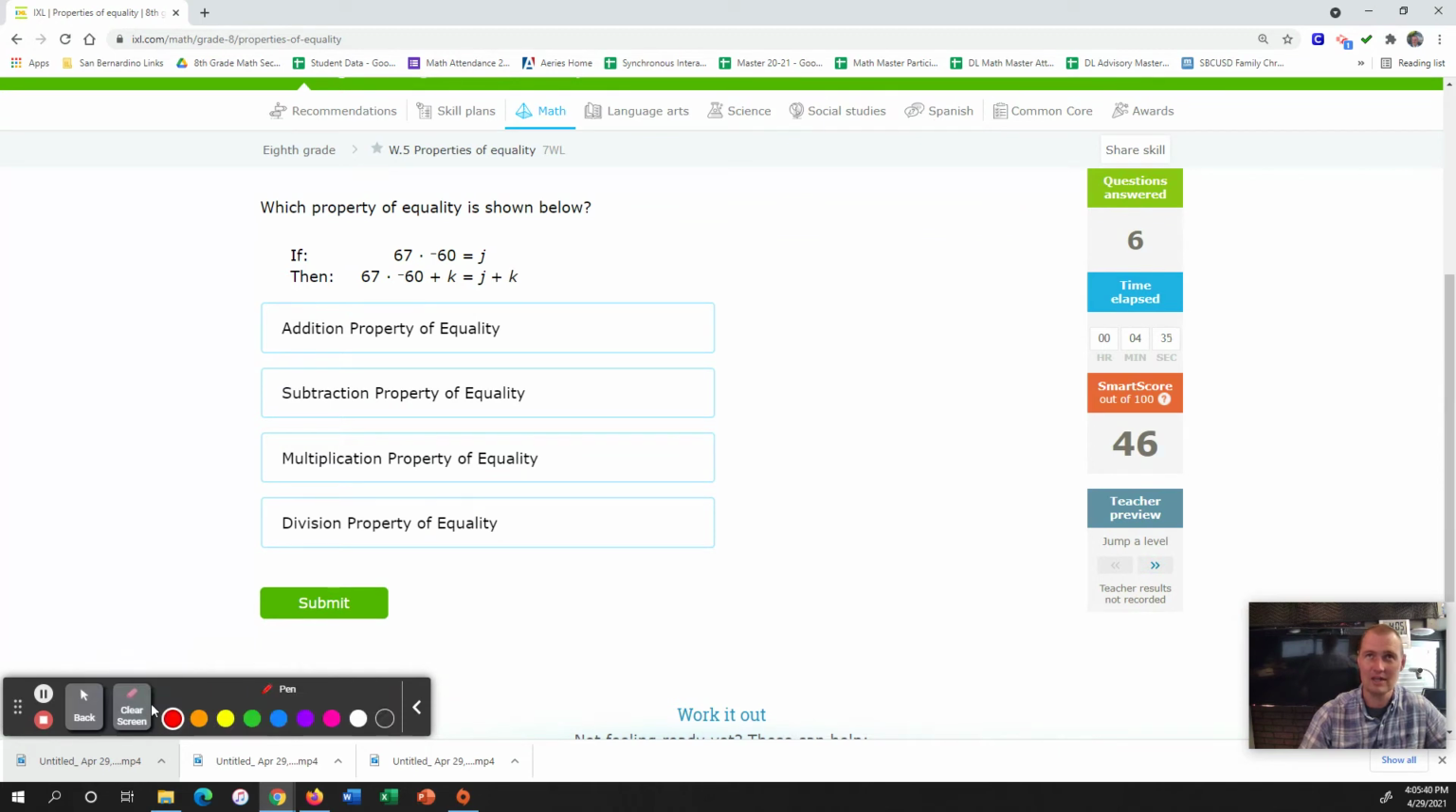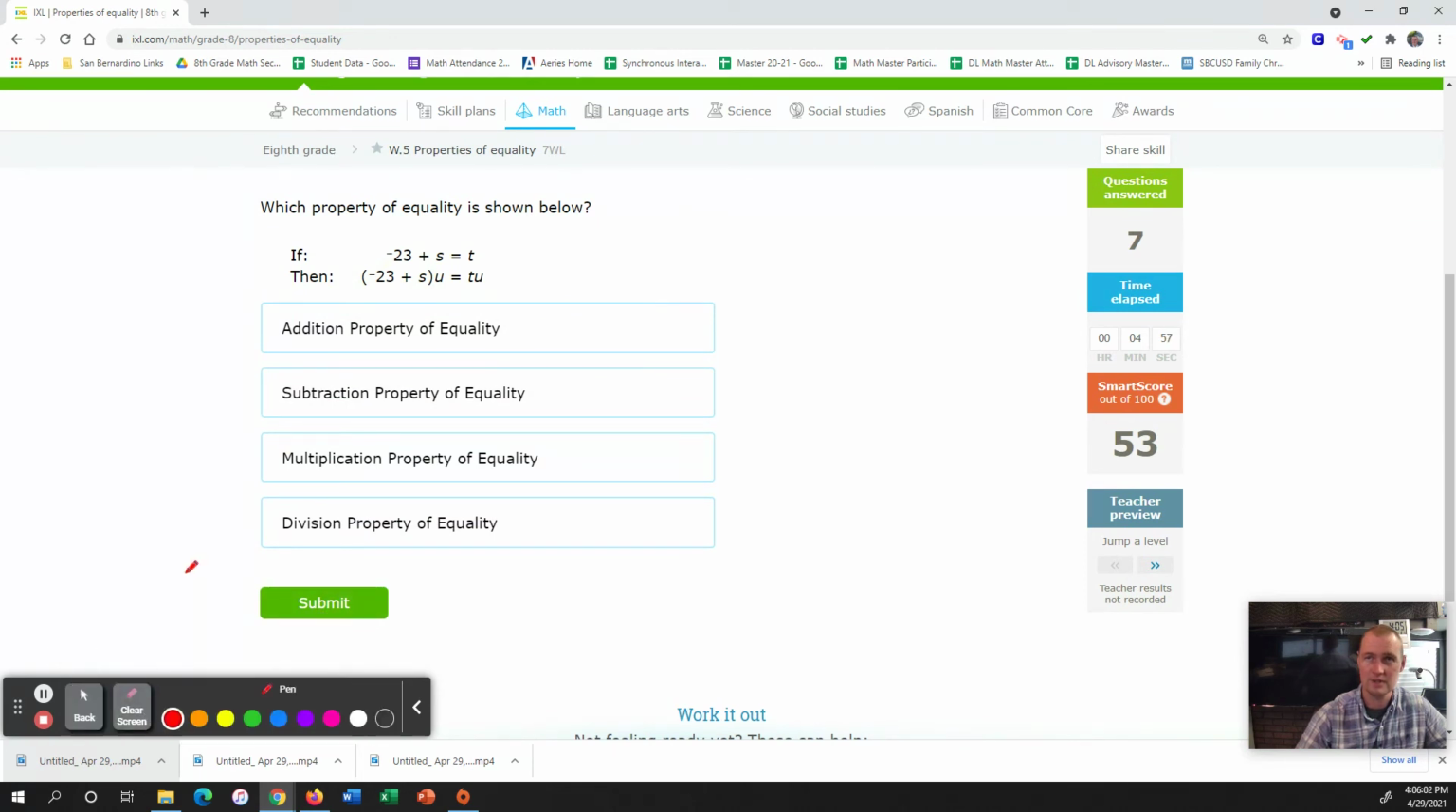All right, next up. If 67 times negative 60 equals J, what is changing? We got negative 67, positive 67, multiplied negative 60 plus K. So the plus K is being added on both sides. Very simple on this one. We're going to go with addition property of equality.